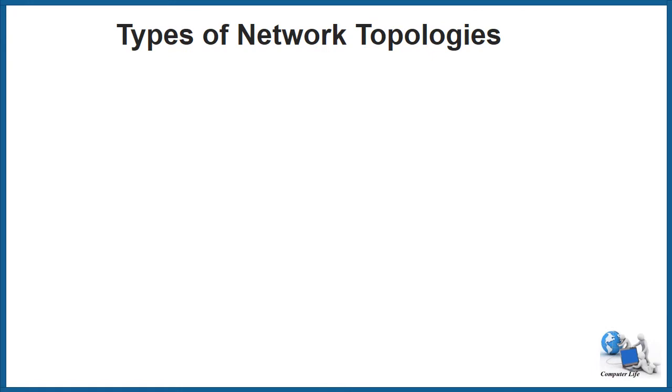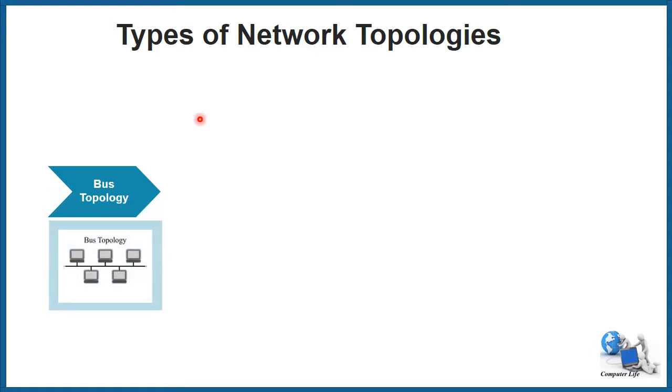Let's discuss the types of network topology. There are 5 types of network topology. The first one is bus topology. The architecture of bus topology is as where you can see that all the computers are connected in a series form. The next is ring topology.